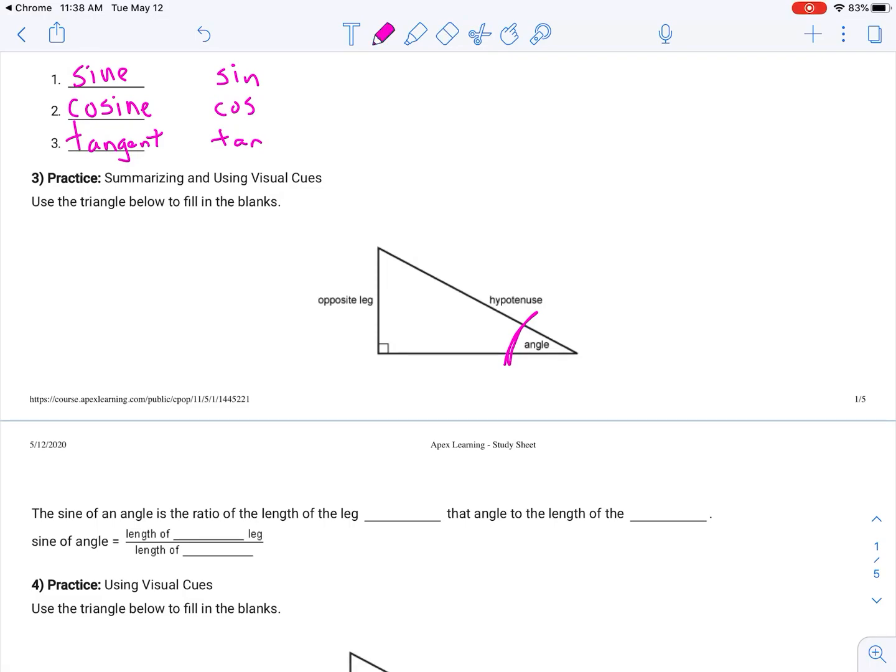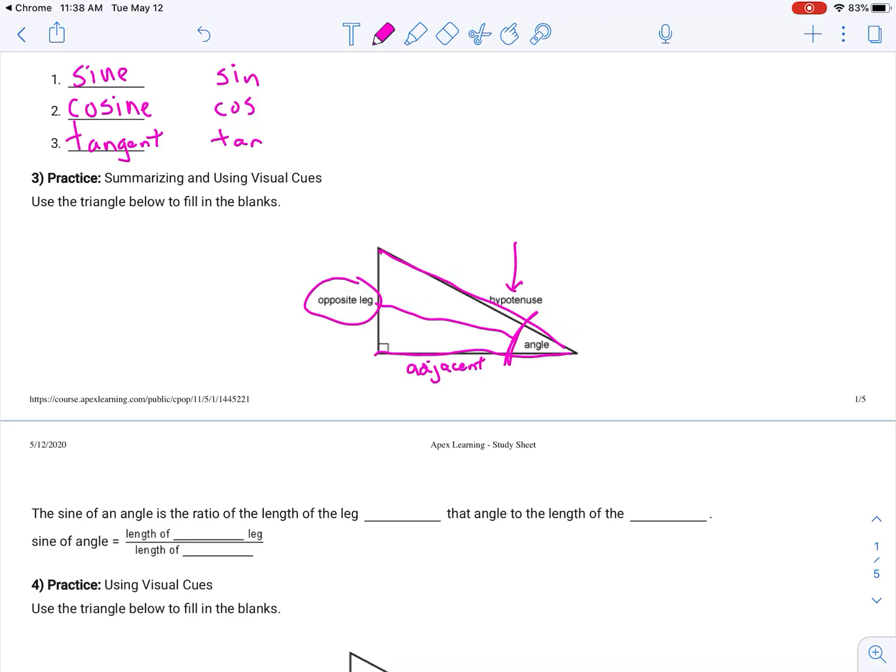So the hypotenuse is always the hypotenuse. The opposite is whatever is opposite of the angle. So in this case, it would be this side. And then the adjacent means next to, and that's the side that's next to the angle. So there's 2 sides next to this angle. There's this side, and there's this side, but this one's already the hypotenuse. So that one is the adjacent.